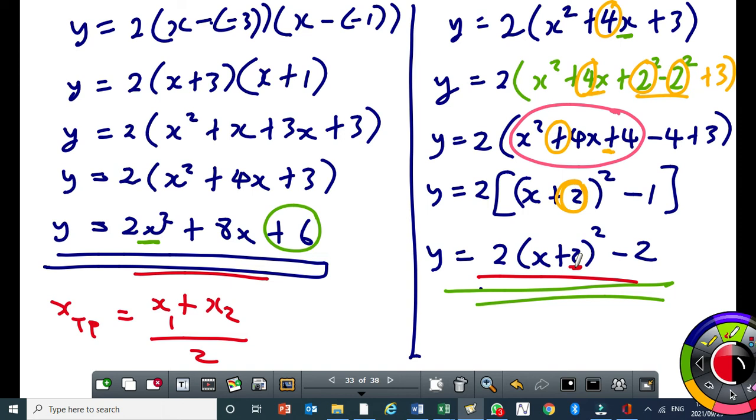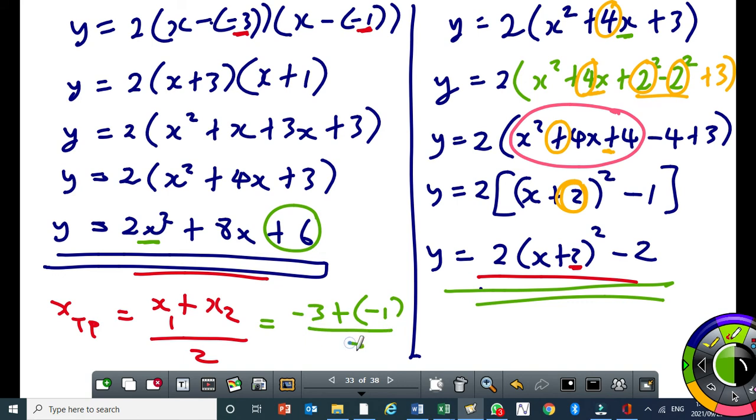It's not a positive 2. So if you look at the first x-intercept, it's minus 3. The second one is what? Minus 1. Now, if I substitute x1 as minus 3 and x2 as minus 1 and divide by 2, I will get minus 4 over 2, which is minus 2, which is the same as the x value at the turning point. Are you following?